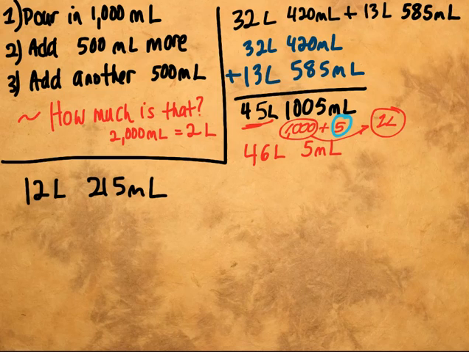So I have 12 liters and 215 milliliters. Oh man, this is wrong. So I'm going to add to this. Yes, Mr. C is making things up on the fly. Let's go with, oops, that's a bad pen color. Let's go with black again. And let's say 13 liters and 875 milliliters. Okay.